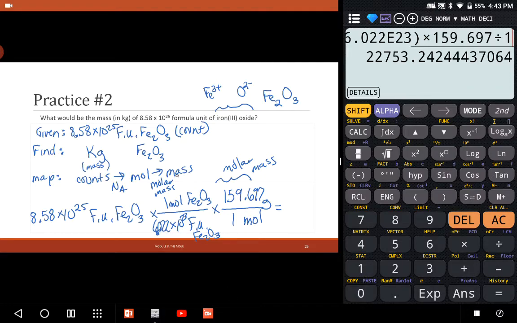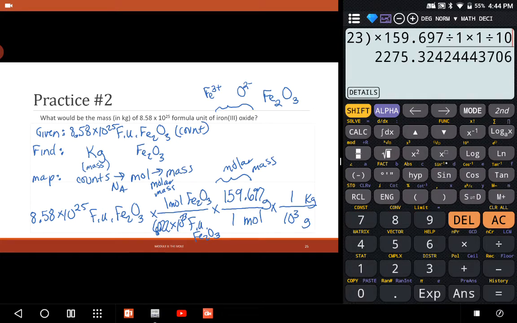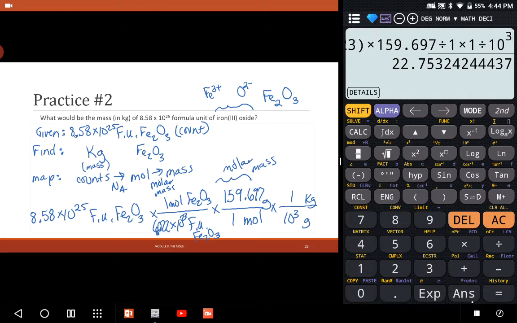And oh, it said kilograms, didn't it? We didn't do the kilograms yet. We got to erase this little equal sign. And so I have to go from grams into kilograms. And so 1 kilogram is 10 to the 3rd power, which is 1,000. And so now I got to continue my calculation times 1 divided by 10 to the 3rd power.